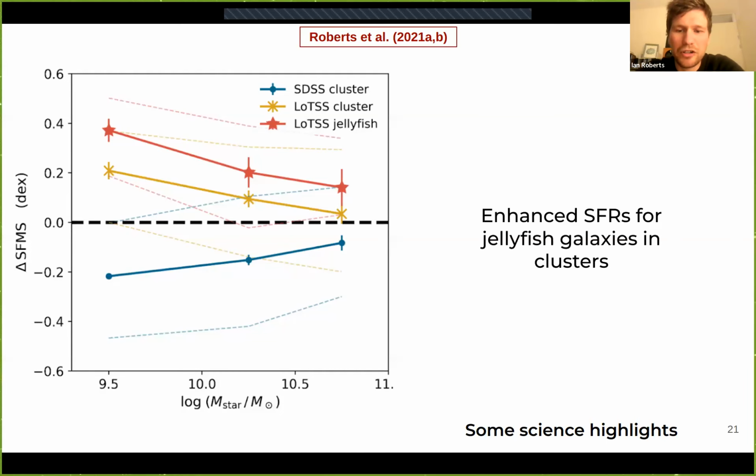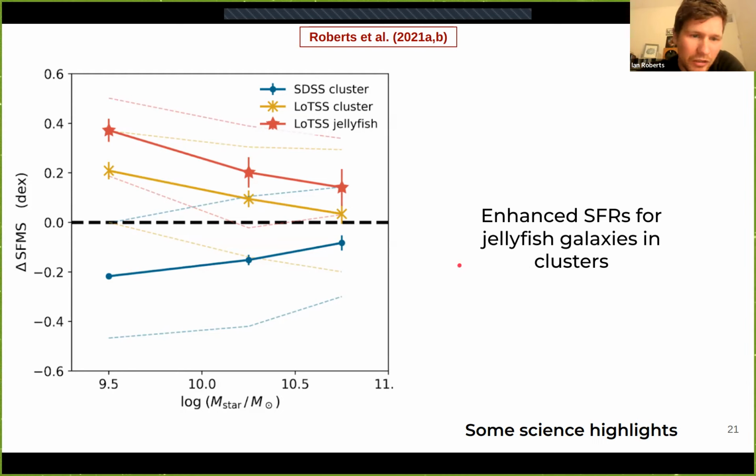I just want to point out a couple science highlights from these first two survey papers, just what we can do now that we have a bit more of a sample size. We have 150 galaxies or so, so we can start to look at things in a more statistical fashion. One thing we're finding, and this is confirming previous work by others as well, is that many of these jellyfish galaxies in clusters are showing enhanced star formation rates. I teased this in my abstract.